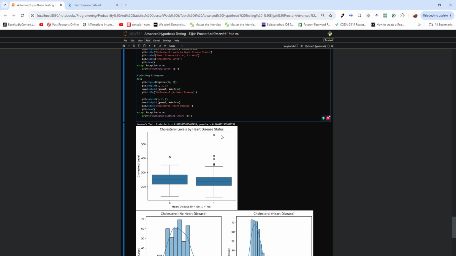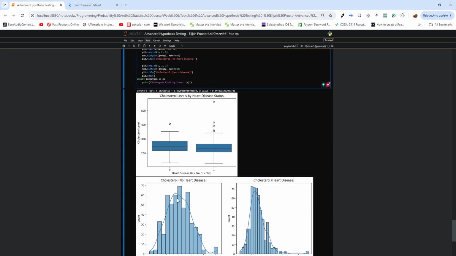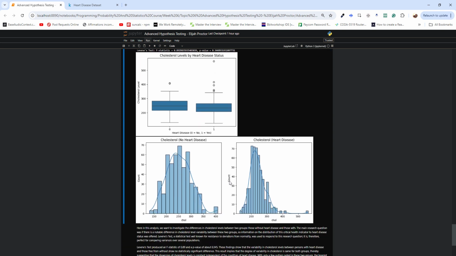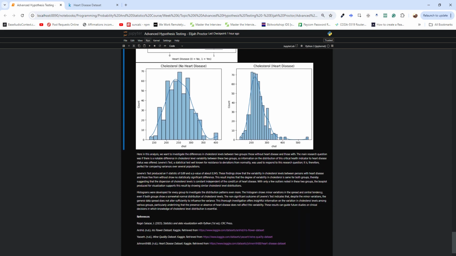Our box plot compares cholesterol levels between individuals with and without heart disease, and this is showing similar distributions for both groups with some outliers present. Our histogram further illustrates the distribution of cholesterol levels within each group, and both of these histograms show similar spread. The group with heart disease has a slightly wider range and a few more extreme outliers compared to the group without heart disease. And so let's talk about our analysis report.